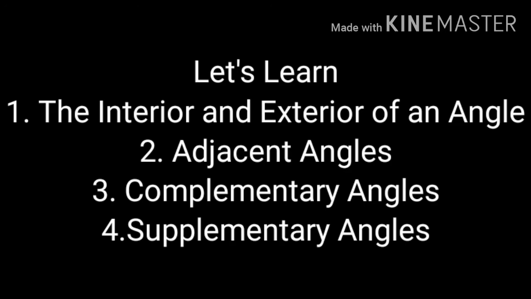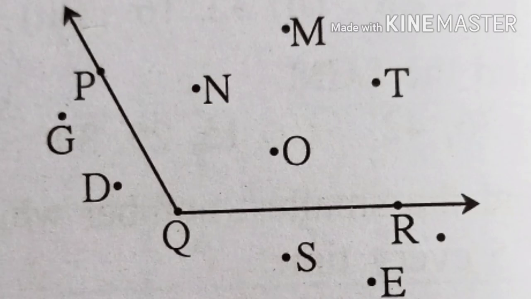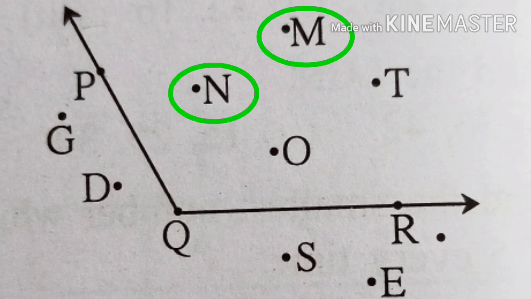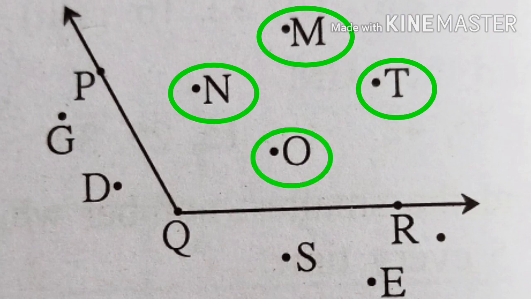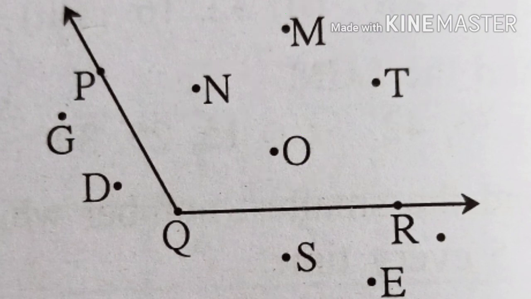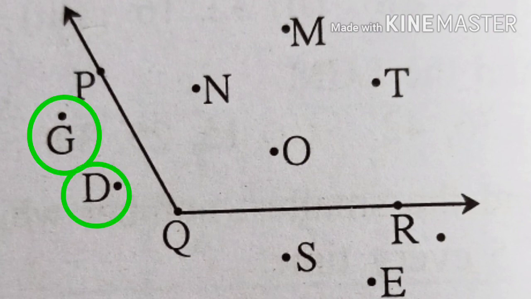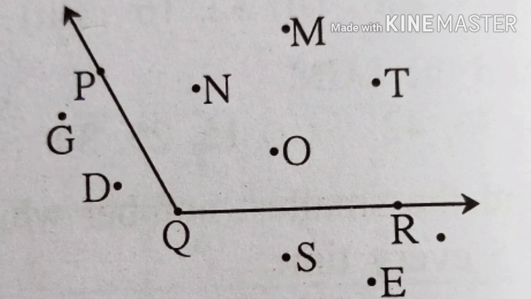and supplementary angles. In the plane of the figure alongside, the group of points like point N, point M, point T and point O, which are not on the arms of the angle, form the interior of the angle. The group of points in the plane of the angle like point G, point D, point E, point S, which are neither on the arms of the angle nor in its interior, form the exterior of the angle.